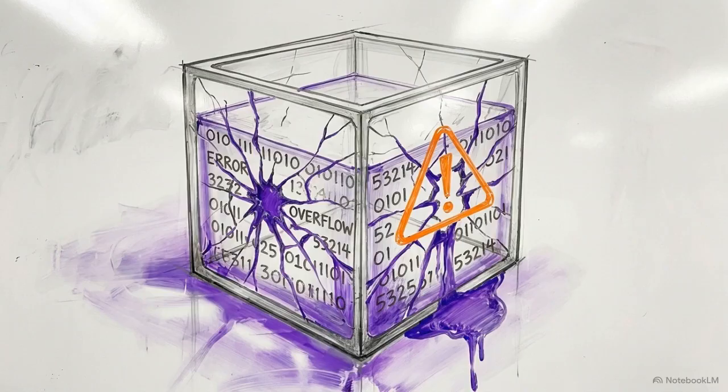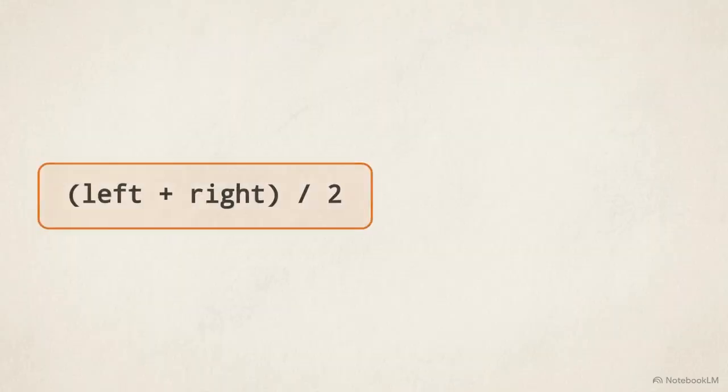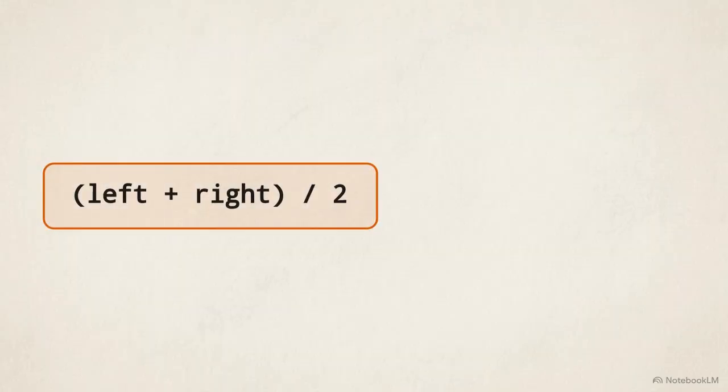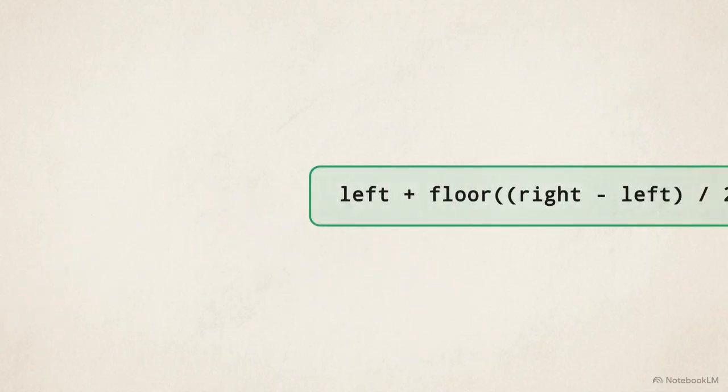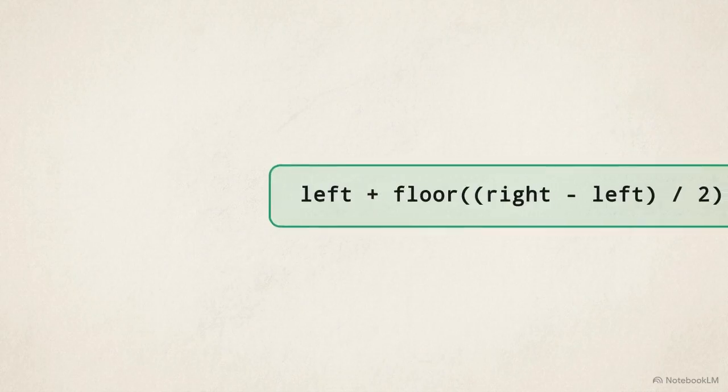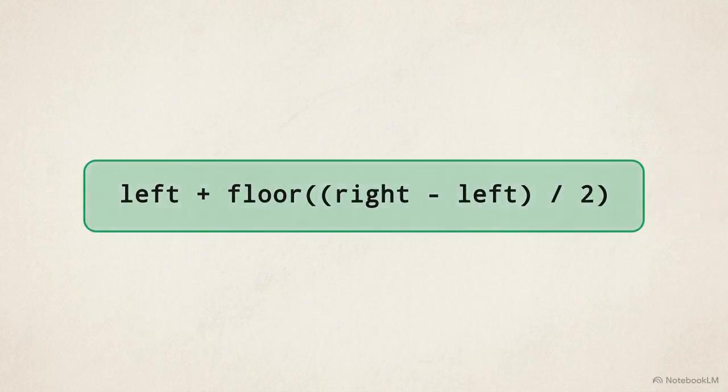Calculating this sum exposes a critical vulnerability in memory management, the integer overflow trap. This comparison shows the mechanics of overflow. In strongly typed languages, adding large left and right pointers directly can exceed the maximum limit for integer storage. To remain memory safe, developers must use the formula left plus the floor of right minus left divided by 2.